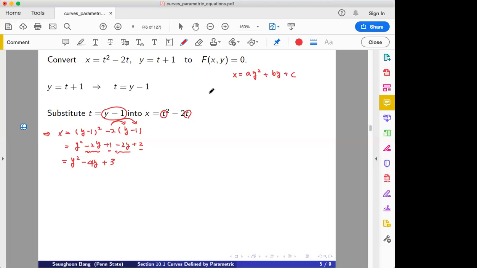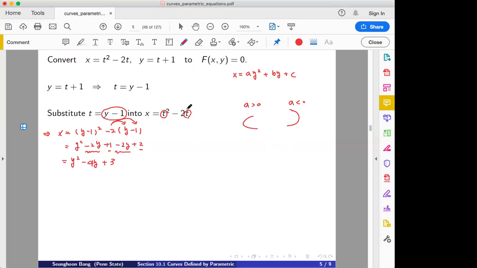We have two kinds of graphs from here. What are the two kinds of graph? If a is a positive number, the graph opens to the right, like this. If a is less than 0, it opens to the left. The graph is like this. We have two kinds of parabolas. So a is positive 1. This is 1 times y squared. a equals 1, we have one like this.